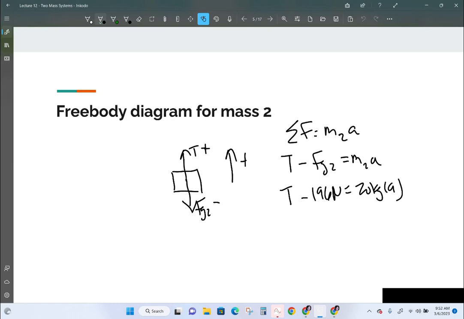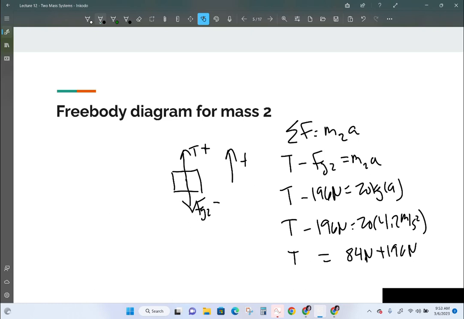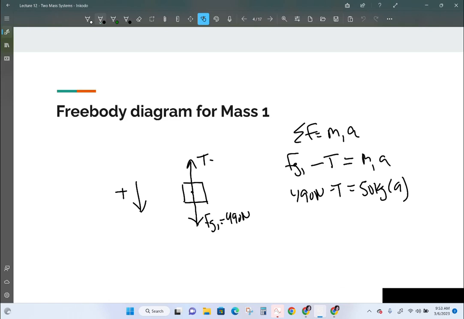Now, if I want to find the tension, I can just go over here. Tension minus 196 newtons equals 20 times 4.2 meters per second squared. T equals 20 times 4.2, which is 84 newtons, plus 196 newtons, which is 280 newtons. So the tension is 280 newtons. And since it's the same, if I use the other equation, I'll find the same relationship.